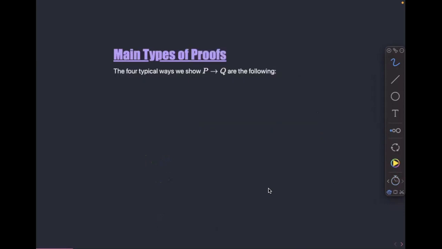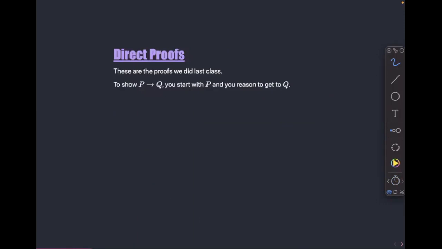So the four core proofs we're going to show are direct proofs, proofs by contradiction, proof by contrapositive, and a proof by counterexample. And in the last lesson, I already showed you what a direct proof is. To show P implies Q, you start with P and you reason to get to Q.